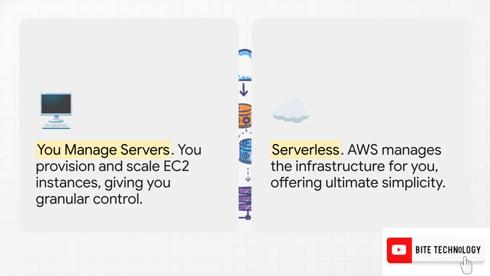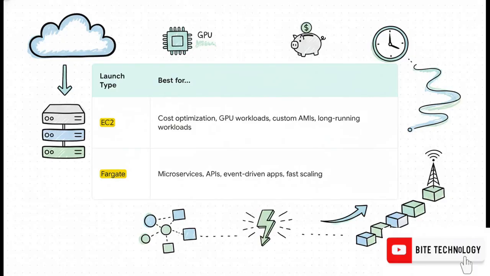Fargate, on the other hand, is completely serverless. AWS handles all the infrastructure for you. It's the definition of simplicity. So, how do you pick? Well, you'll want to go with EC2 when you need to squeeze every last penny out of your costs, maybe with reserved instances, or if you need special hardware like GPUs. But you'll choose Fargate for things like microservices, APIs, or any workload that has spiky, unpredictable traffic. You just pay for what you use and it scales incredibly fast without you ever having to think about a server.